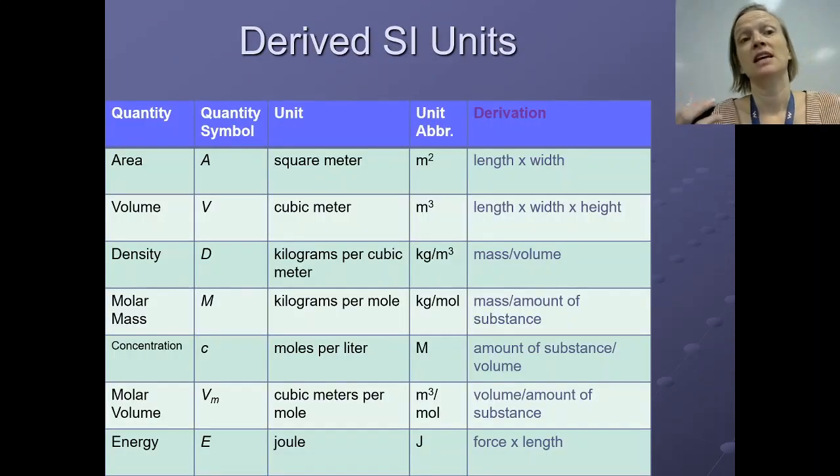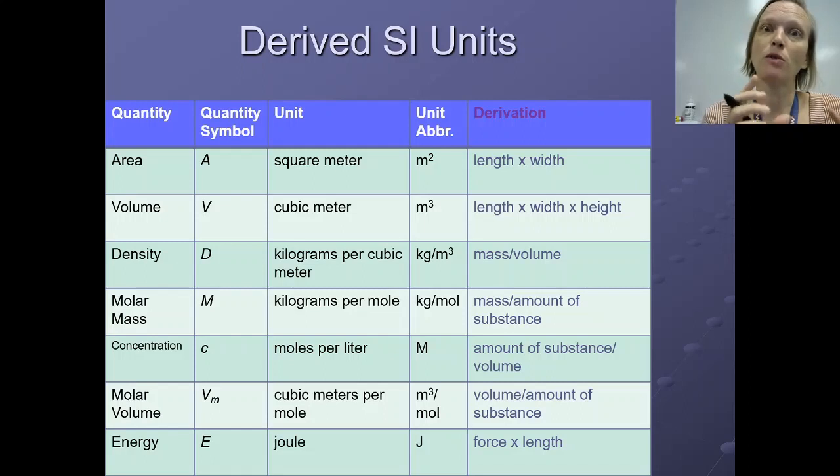So every other unit that you might use in science is derived from those 7 base units. For instance, area is length times width. Well, length is measured in meters and width is measured in meters. So area is going to be measured in square meters. Volume is measured by doing length times width times height. Those are all measured in meters. So the derived units are meters cubed.